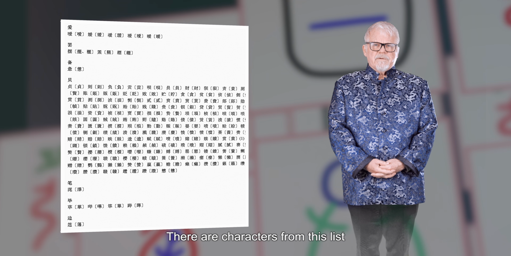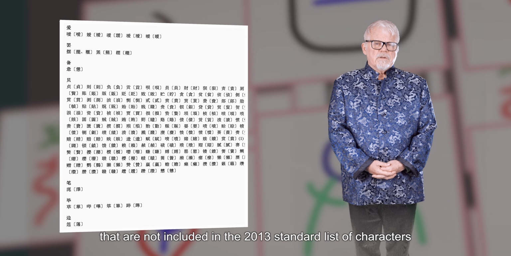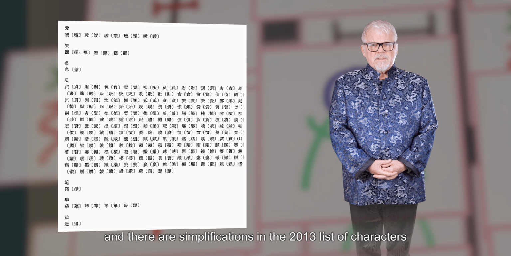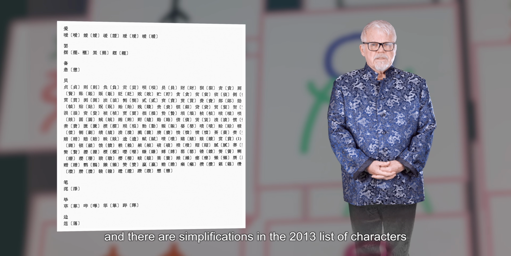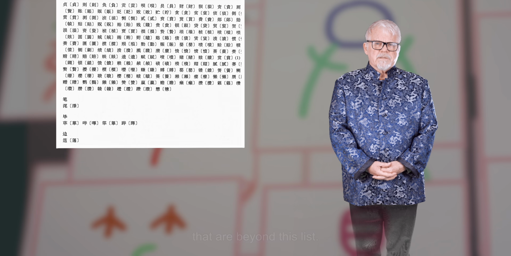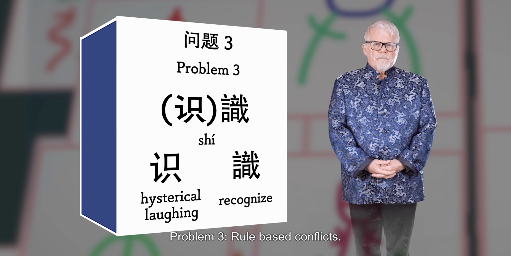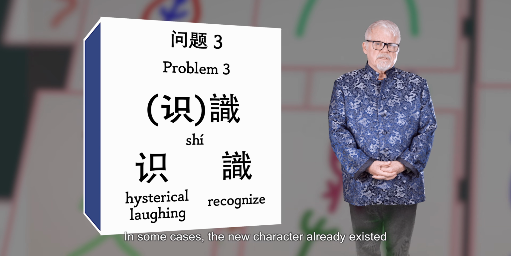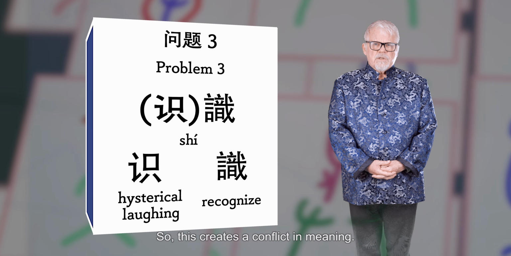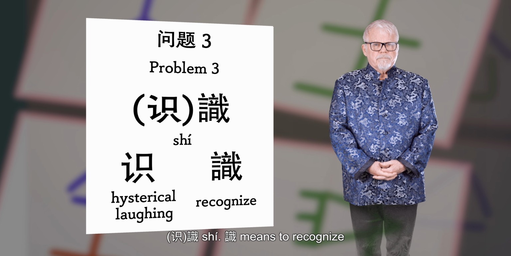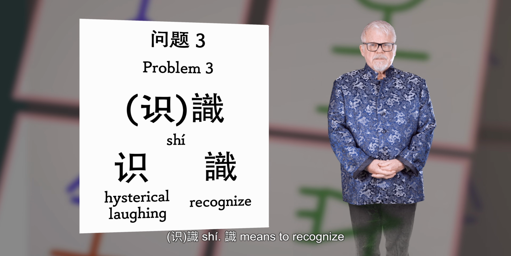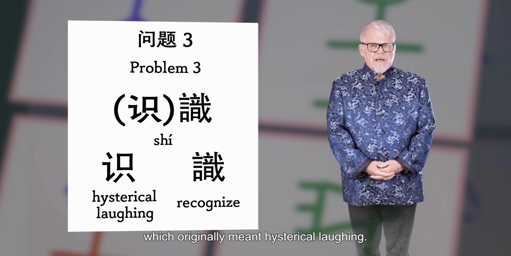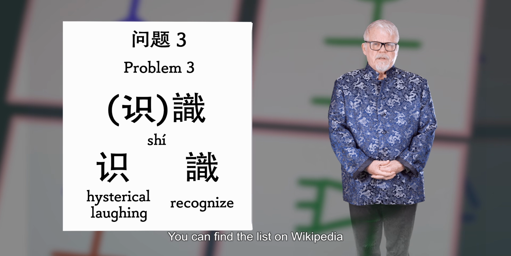Problem 2. This list is out of date. There are characters from this list that are not included in the 2013 standard list of characters, and there are simplifications in the 2013 list of characters that are beyond this list. Problem 3. Rule-based conflicts. In some cases, the new character already existed and had a different meaning. So, this creates a conflict in meaning. 识 means to recognize, but it gets simplified to 识, which originally meant hysterical laughing. You can find a list on Wikipedia.